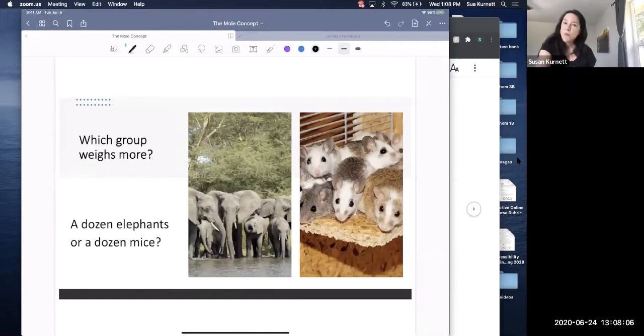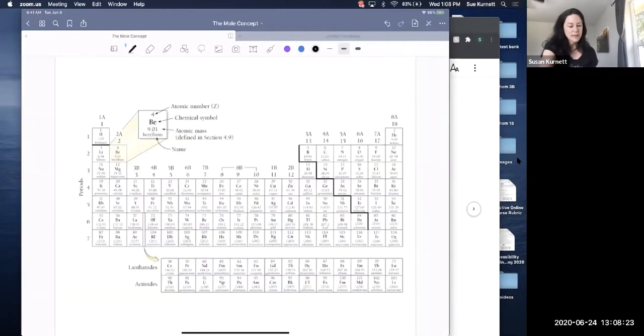So which group weighs more? And the answer would be the elephants. Why? Well, 12 elephants and 12 mice is 12 and 12, but elephants just have a lot more mass. And so it's going to weigh more, a dozen elephants. And the same thing is true for the elements. If I was to consider two elements, maybe I'm looking at helium on the periodic table and something larger, maybe xenon. I can have a mole of atoms, which is 6.022 times 10 to the 23 atoms. But a mole of xenon is going to have a lot more mass. Why? Because every xenon atom has more mass.